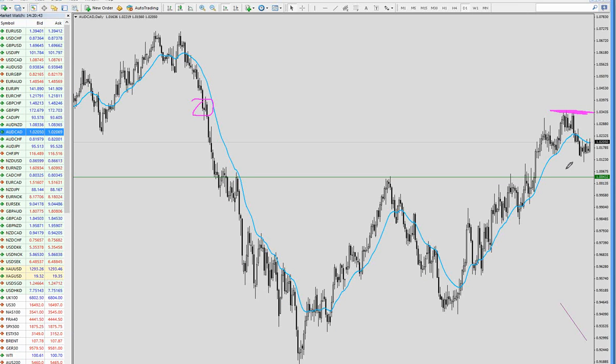And we have non-farm payrolls from Canada tomorrow. So that could be quite an interesting thing, closer to 102.50.70. Okay, so let's see what's going to happen here.